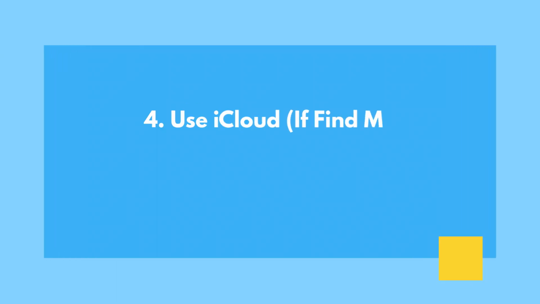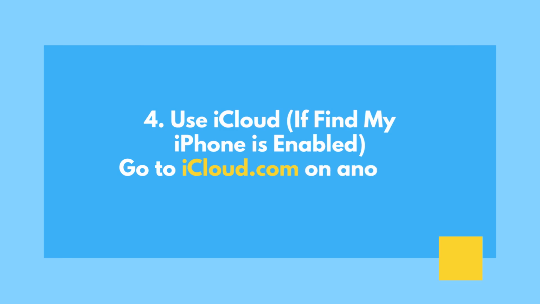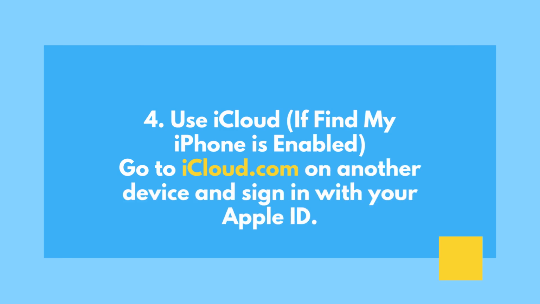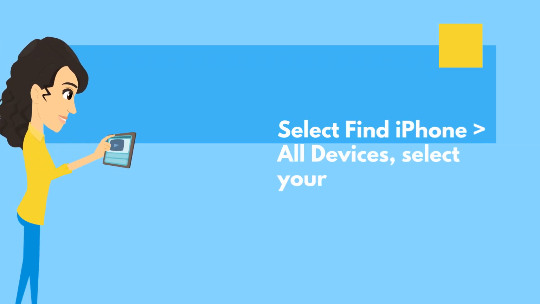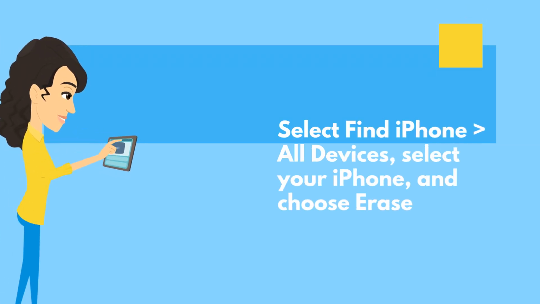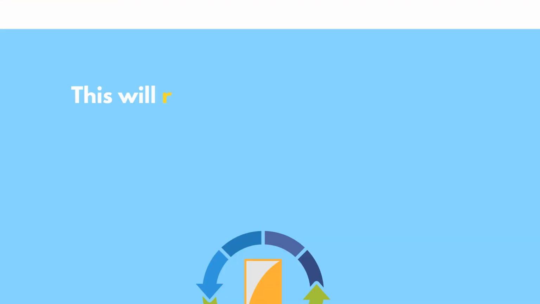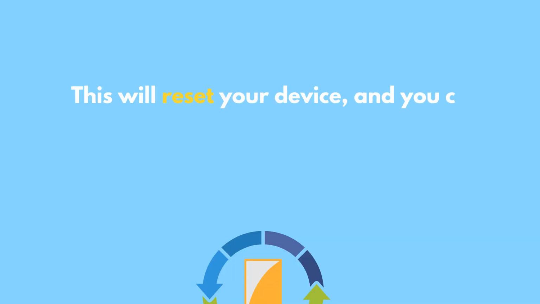4. Use iCloud if Find My iPhone is enabled. Go to iCloud.com on another device and sign in with your Apple ID. Select Find iPhone, All Devices, select your iPhone, and choose Erase iPhone. This will reset your device, and you can restore it from a backup or set it up as new.